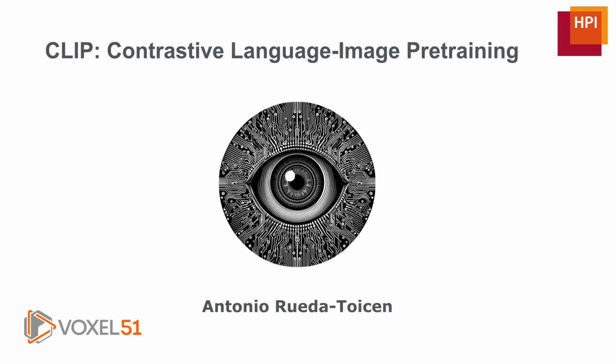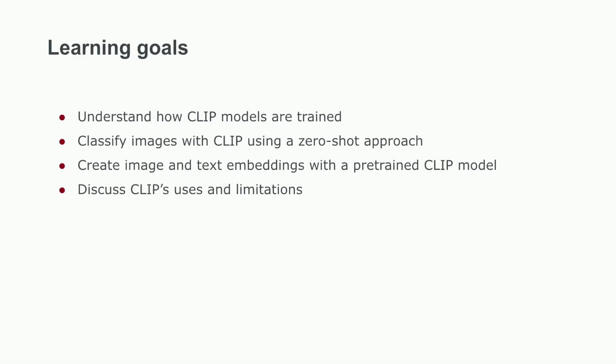Hi, in this video we'll explore CLIP, a very powerful method to connect text descriptions with images. So we're going to understand how the CLIP models are trained. We're going to classify images using a zero-shot approach, and we're going to create some image and text embeddings with a pre-trained CLIP model. We're also going to discuss the use cases of CLIP and its limitations.